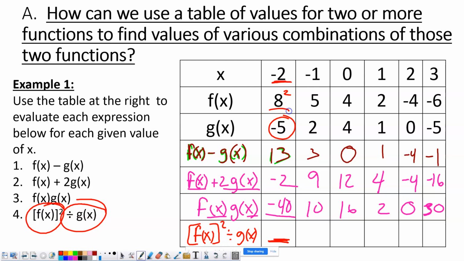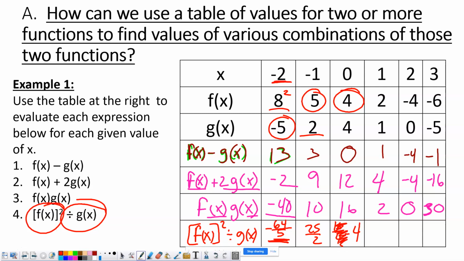So 8 squared is 64. And we're going to divide it by -5. And you can just leave it as a fraction, that's fine. Let's do another one. Square the f, divide it by g. So 25 over 2. Square the f, which is 16, right? Divide it by g, and this one we can actually simplify, so go ahead and put the simplified answer there.